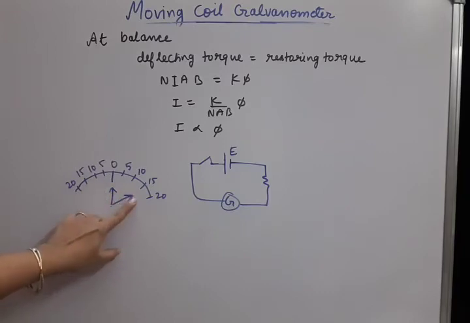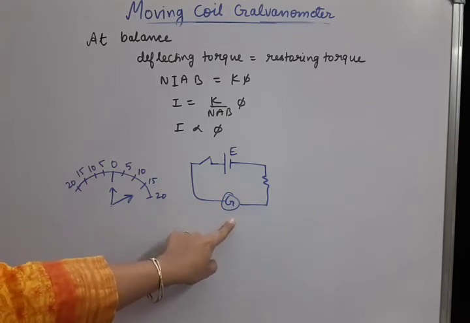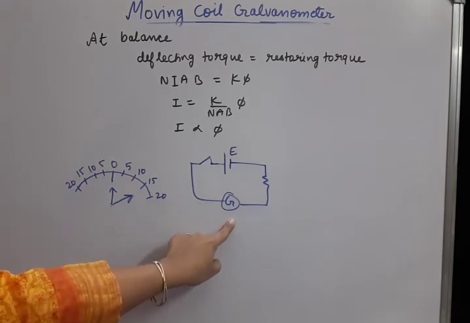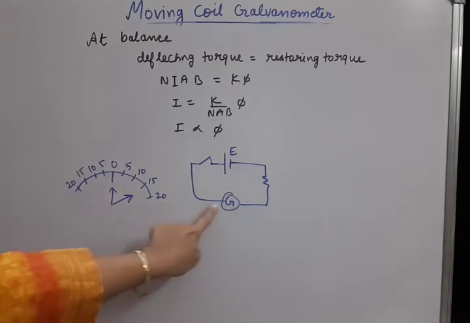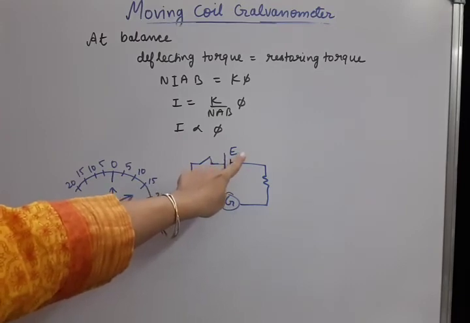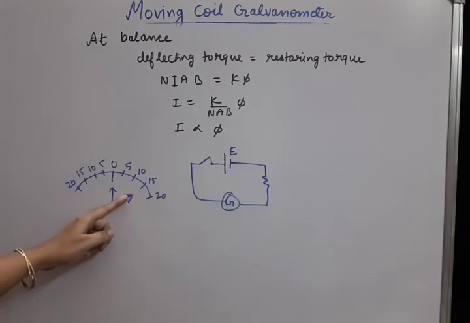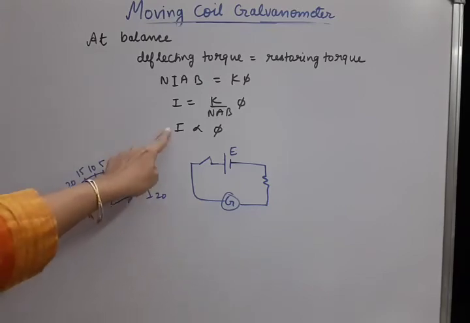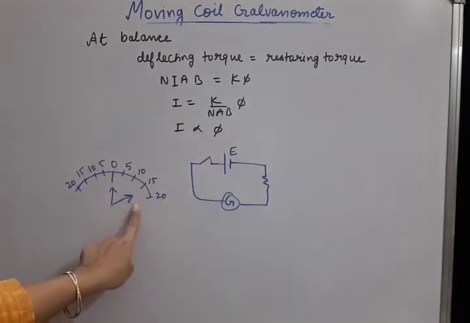Why has this pointer deflected? Because in the internal circuitry of the galvanometer, the coil has deflected. With that coil, the pointer is also connected, which we see outside on the window of this apparatus. In the same manner, if we double the battery voltage, the current will also double, so the pointer will show double the deflection. This way, the more current passes, the more deflection is shown on the pointer.